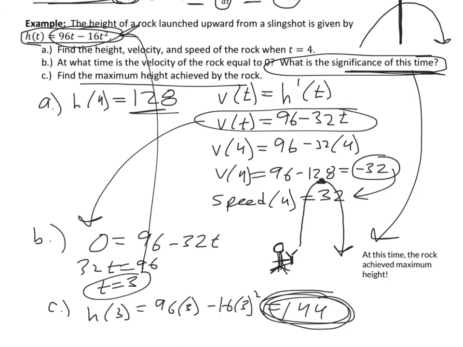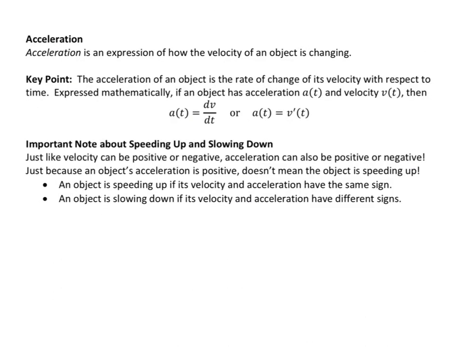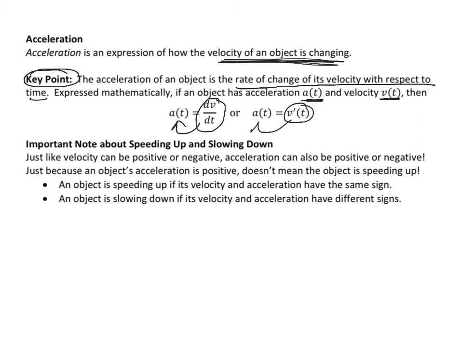All right, so I have one more vocabulary term or new idea that we need to bring in, and that's acceleration. Now, acceleration is an expression of how the velocity of an object is changing. If I wanted to be really precise, the acceleration of an object is, surprise, here comes calculus terminology, the rate of change of its velocity with respect to time. Expressed mathematically, if the acceleration of an object is a of t and the velocity is v of t, the derivative of velocity will be acceleration.